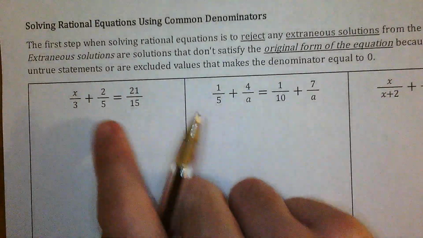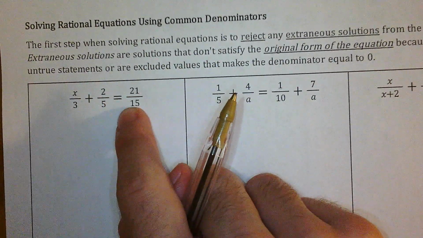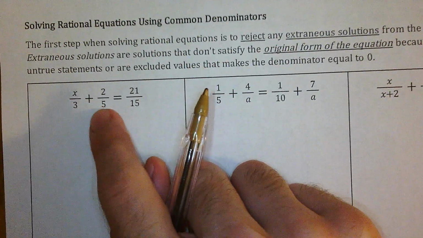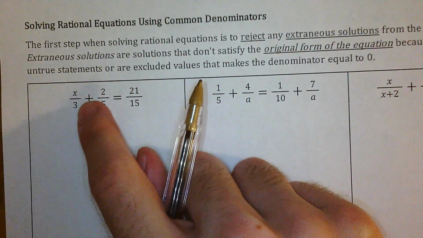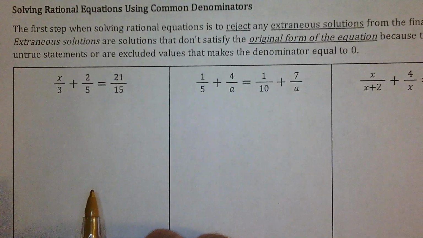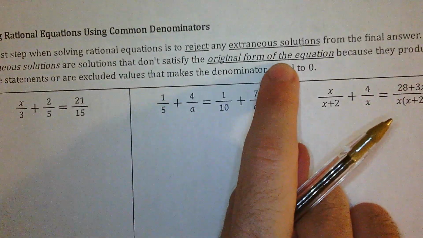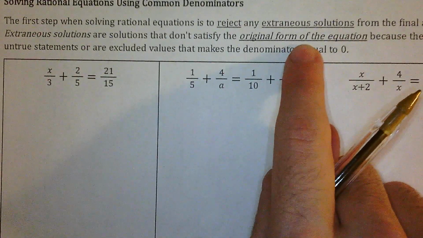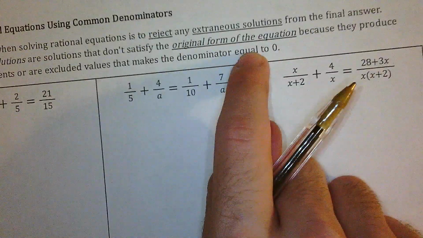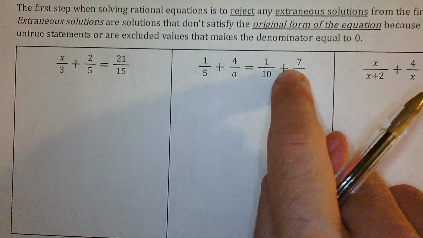Now what about when we have a situation like these, where we don't just have a fraction equals another fraction? Here we have two fractions being added together equals one fraction. Use a different method for these. We will first reject any extraneous solutions from the final answer. Extraneous solutions are solutions that don't satisfy the original form of the equation because they produce untrue statements or excluded values that make the denominator equal to 0.